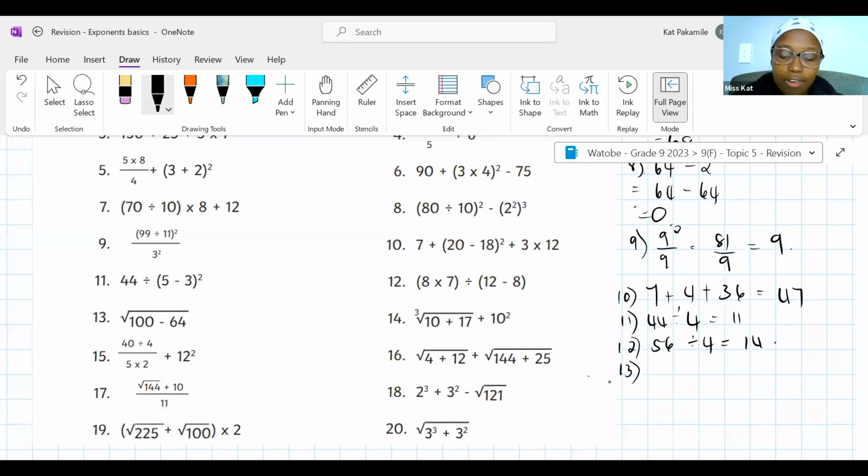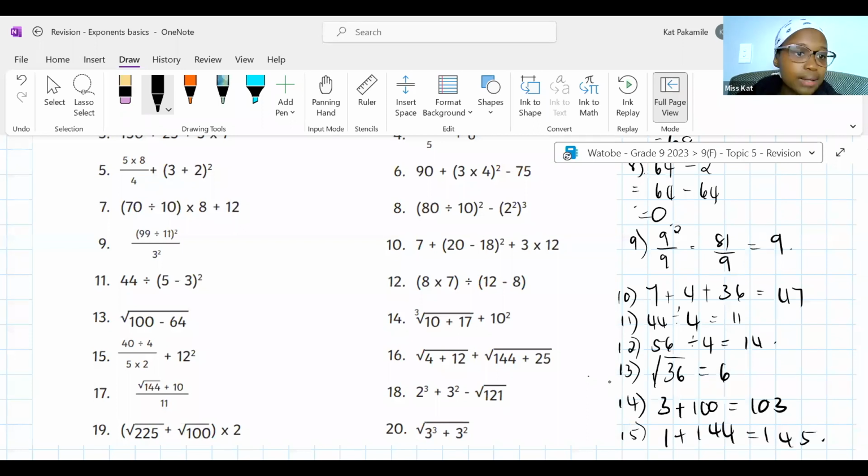Which is 6. So my 14 is a cube root of 27, which is 3 plus 100, and that is 103. 50, that is 10 over 10, so it's 1 plus 144, which is 145. How are we doing so far, guys? How are we doing so far?